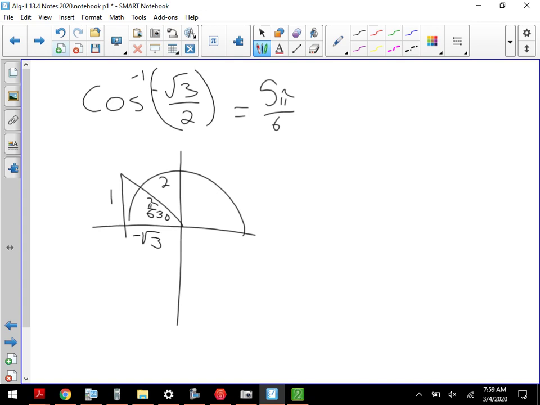The pi over 6, excuse me, is just how far you're off the x. You have to think about how far you are going to the terminal side to make this negative. You have to go 5 pi over 6 to get there. Right?